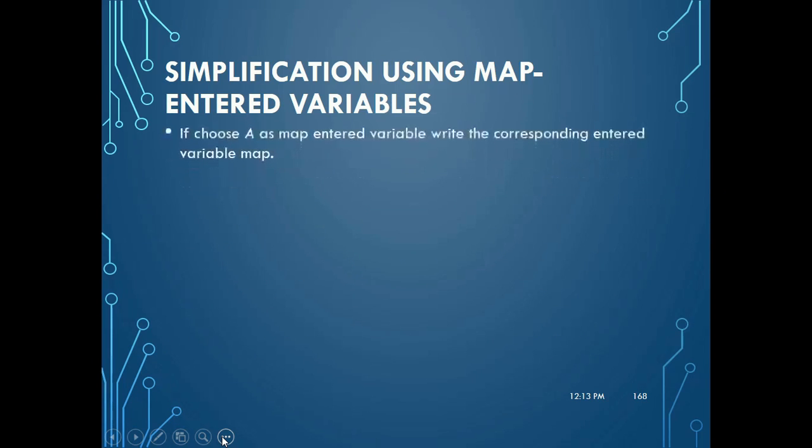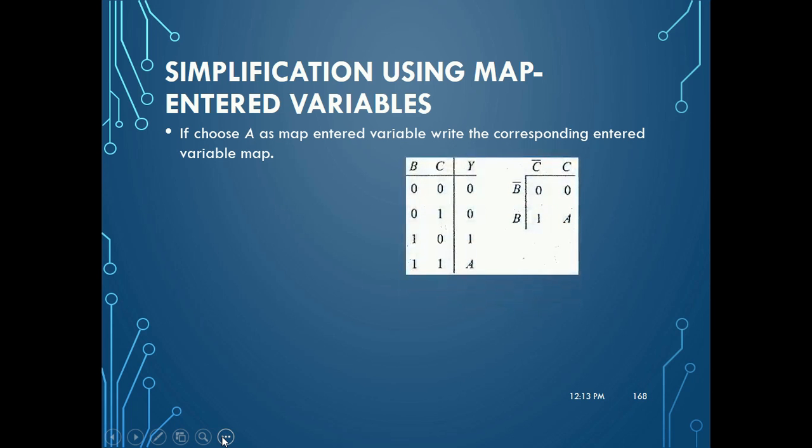So if you choose A as a map entered variable, write the corresponding entered variable map. So how can you write this? Now you are going to choose A as a map entered variable. You see here, I am going to take A as a variable into the K map, and BC as the input variable. So suppose that is the case, how will you get the answer?